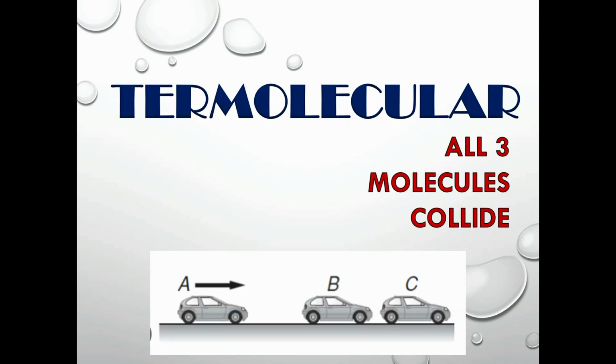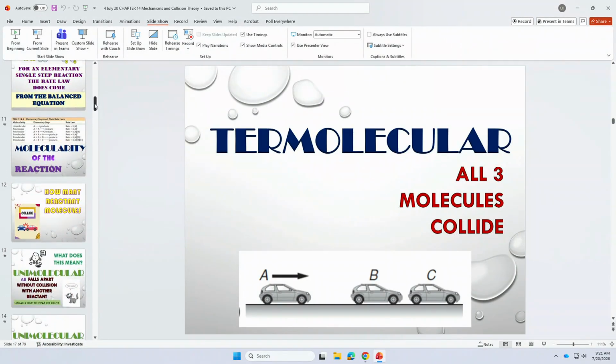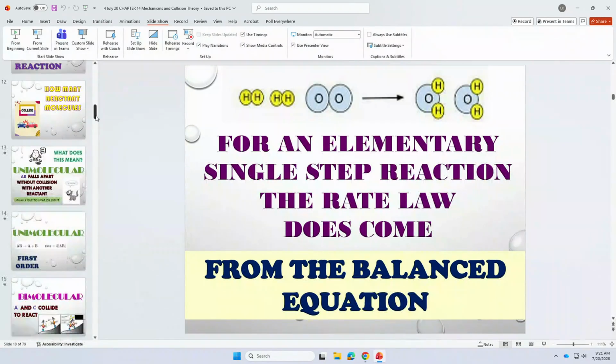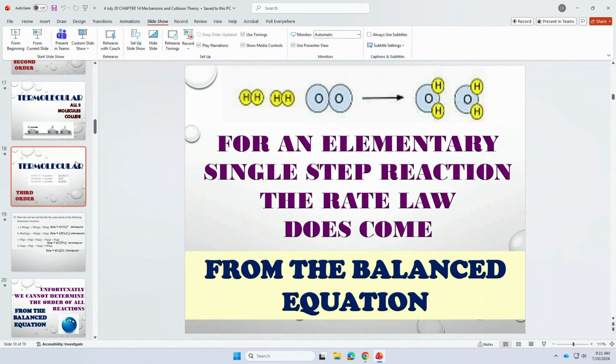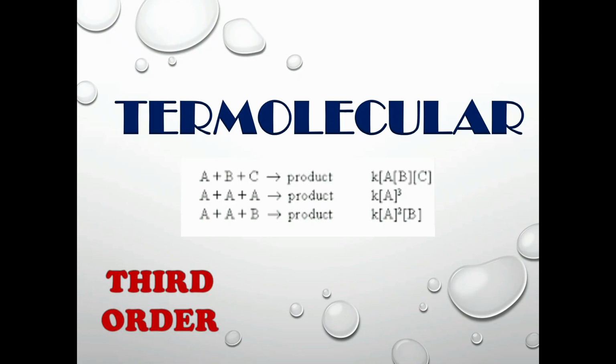Termolecular means three molecules are going to collide at once. I had hydrogen and oxygen making water up here. This is a termolecular reaction. Two H2s and an O2 all bang together at the same time. So termolecular, A times B times C, or in the case of water, A squared times B, H2 squared times O2, or A cubed. All of these are examples of third order reactions.